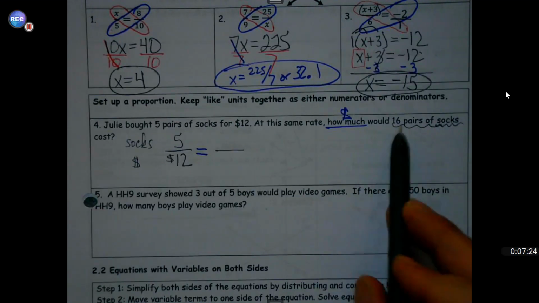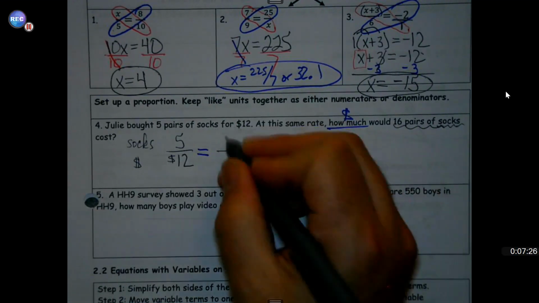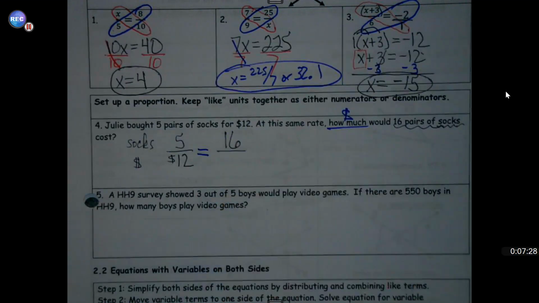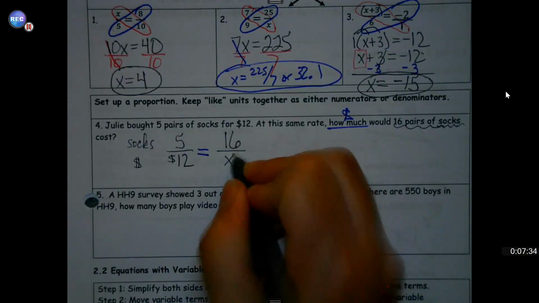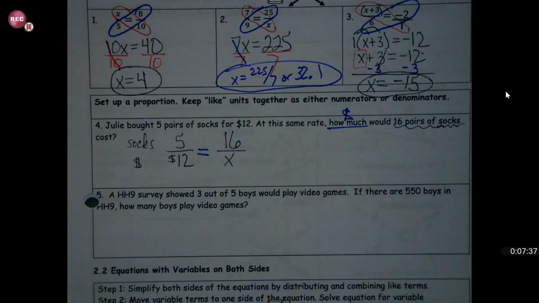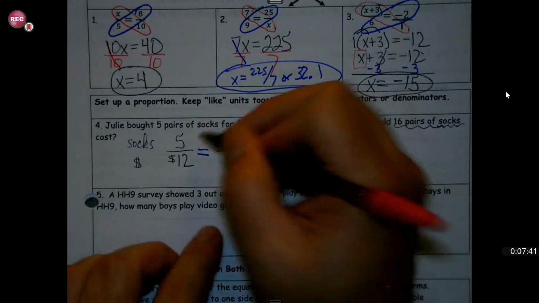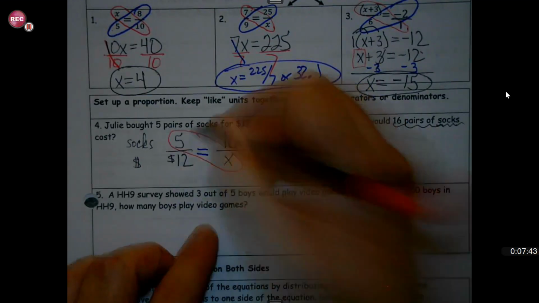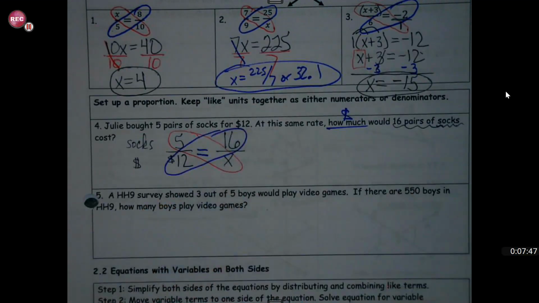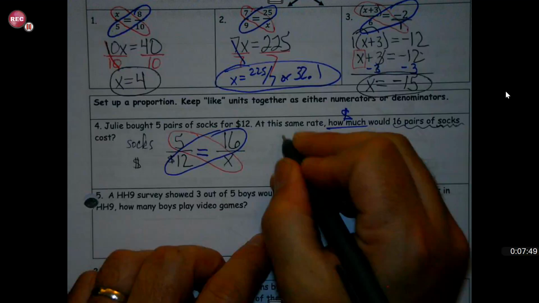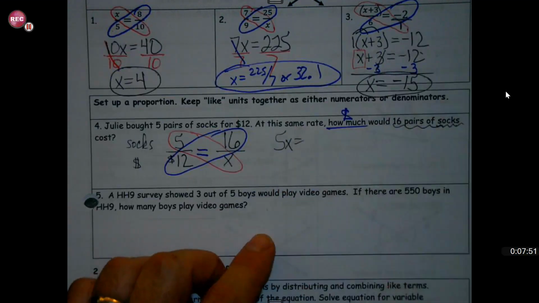There's a clue. 16 pairs of socks. Socks stay with socks. Socks are up top. My money is in the denominator. That's what I'm looking for. So that's how you can tell the difference. Once you get that set, nothing different going on. We're going to cross multiply.